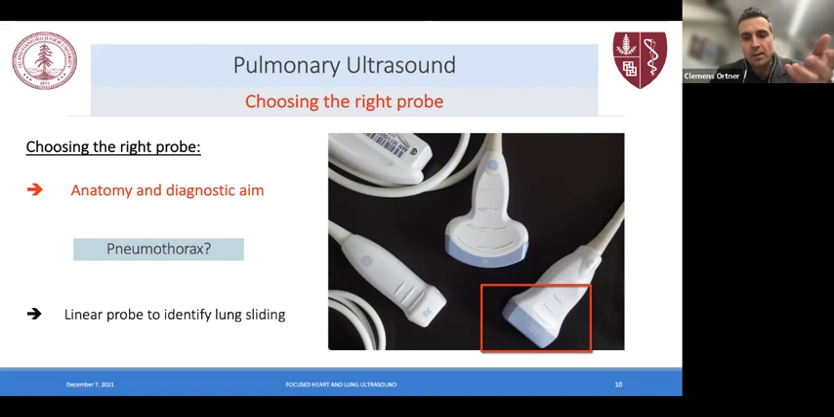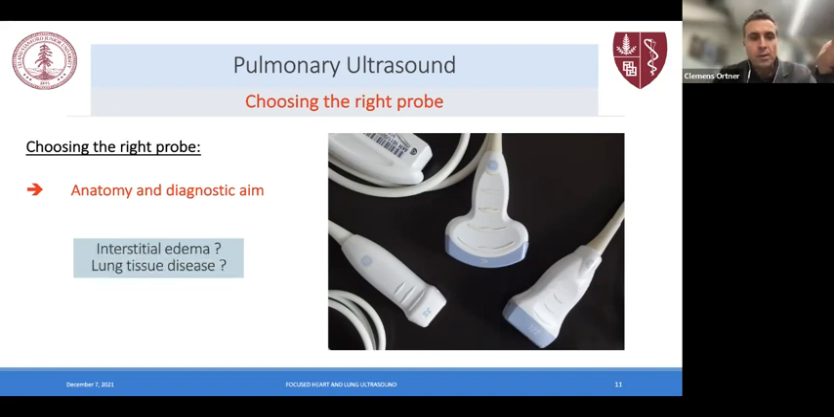Obviously, the patient's anatomy also plays a role. If the patient is very obese, the tissue penetration might not be enough to get to the pleura with the linear probe. But on the other hand, if your diagnostic question is whether this patient has a lung tissue disease, or an interstitial pulmonary edema, so an increase in extravascular lung water, then you need to take a probe with a higher tissue penetration.